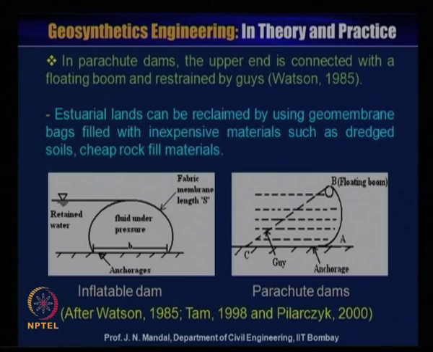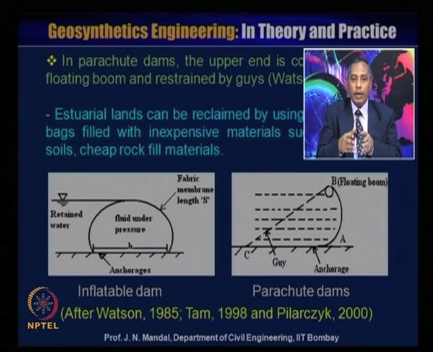The estuarial land can be reclaimed by using geomembrane bags filled with inexpensive material such as desert soil or cheap rock fill material. So, this is the inflatable dam, placed into the anchorage, and this is the retained water here, and this is the fabric, the membrane. This is given after Watson 1985, Tam 1998 and Pilarczyk 2006.